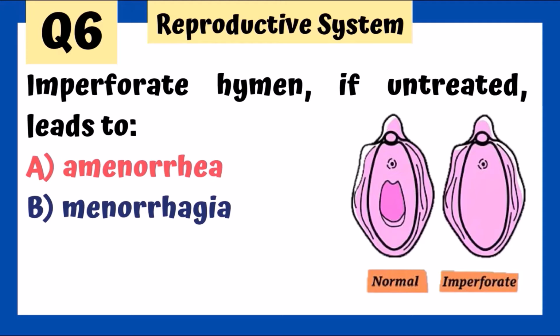And of course, the amenorrhea is simply because the vaginal canal is physically blocked. And how do we treat it? The surgeon makes a small cut or incision and removes the extra hymen membrane.